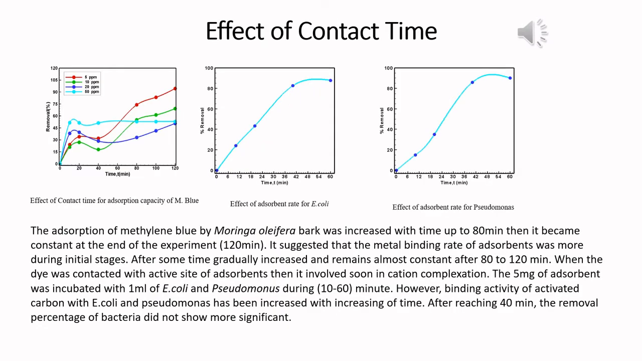The absorption of methylene blue by Moringa oleifera bark increased with time up to 80 minutes. Then it became constant at the end of the experiment at 120 minutes. It suggests that the metal binding rate of absorbance was higher during the initial stage. After some time, it gradually increased and remained almost constant after 80 to 120 minutes. When the dye was in contact with the active sites of the adsorbent, it soon became involved in cation complexation.